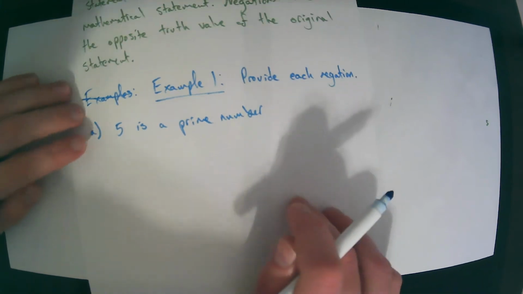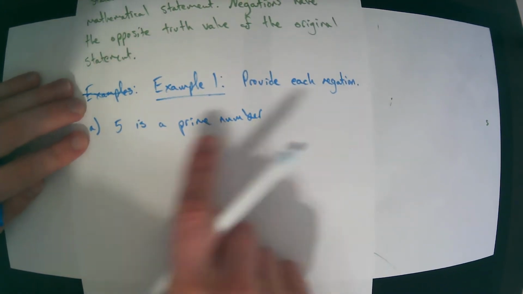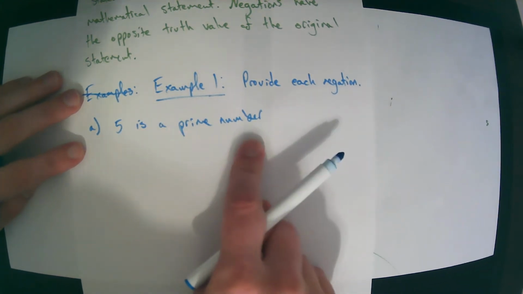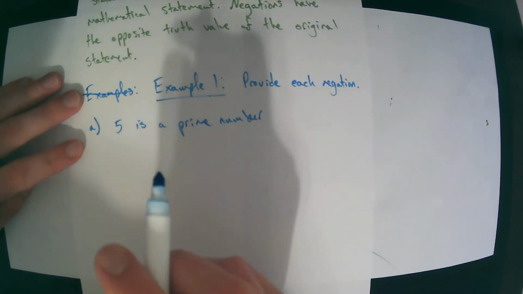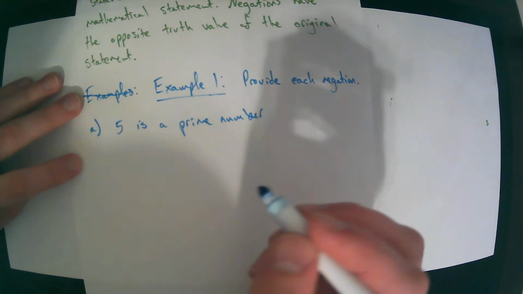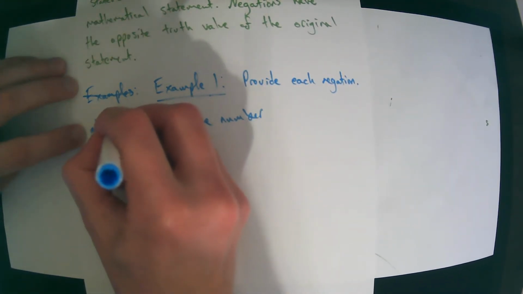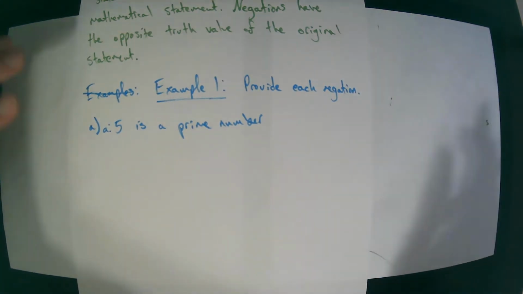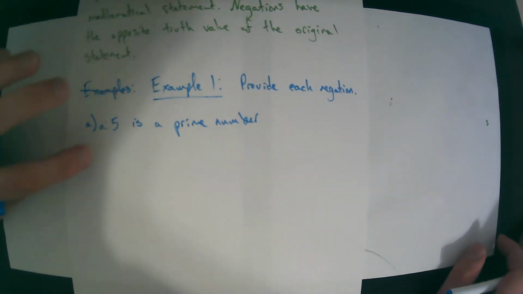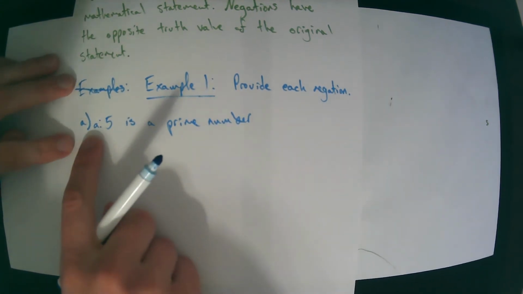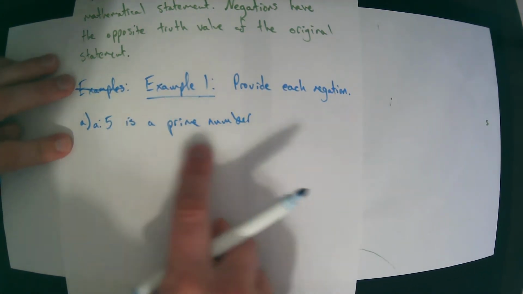Okay, so in the notes I named this statement with the letter A. So we can do that. We can name statements with variable names. It's a little confusing, but for part A of example 1, this statement I'm going to call A. You could call it X if you want, if you're confused, because there are two A's here. So this statement, A, is 5 is a prime number.